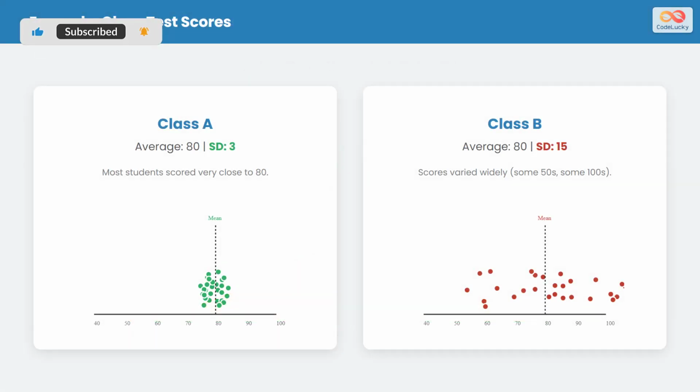Let's apply this to test scores. Imagine two classes both have an average score of 80. In Class A, the standard deviation is 3. This means almost everyone got an 80, a 79, or an 81. In Class B, the standard deviation is 15. The average is still 80, but you have students failing with 50s and others acing with 100s. The average is the same, but the spread tells the real story.